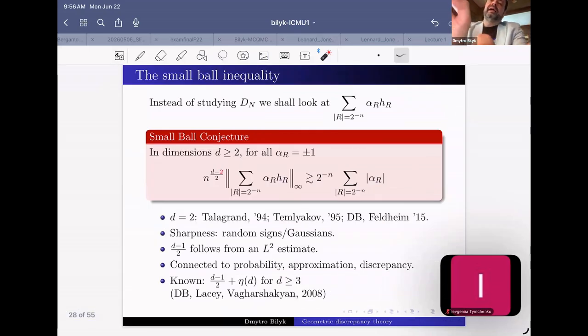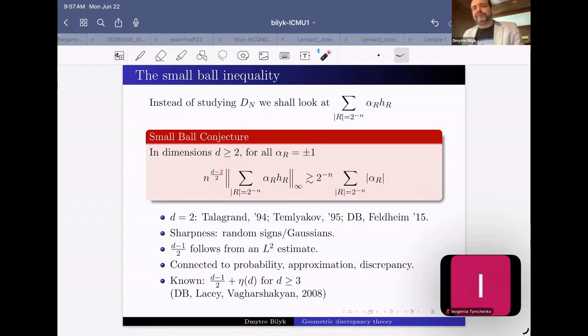So here's what we're going to do. Instead of studying the discrepancy function itself, we will look at such sums of Haar functions over rectangles of fixed sides. Remember, a few slides ago I told you this is the test function, so I will use this. This is a model for the discrepancy function, so I will use this to avoid technicalities.